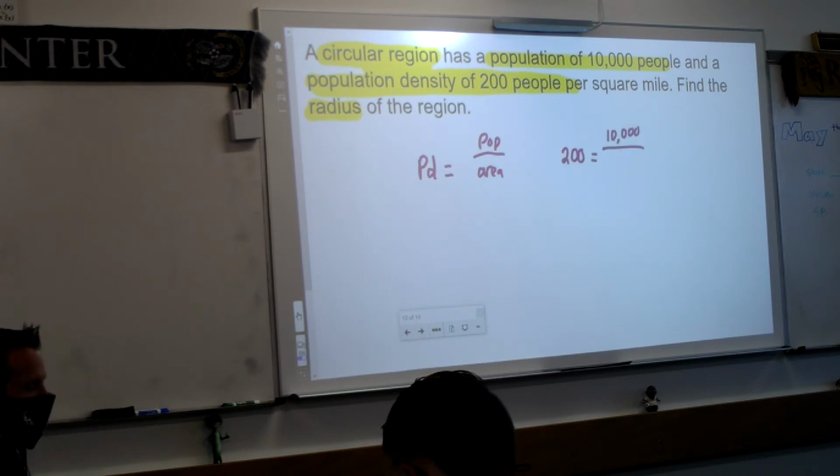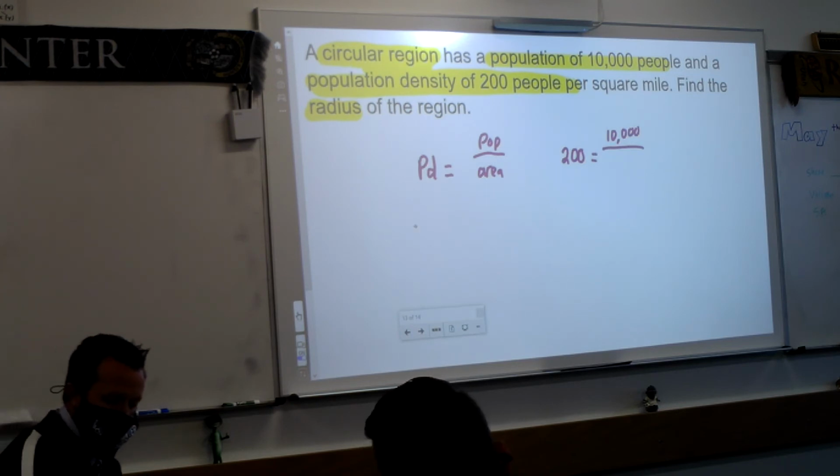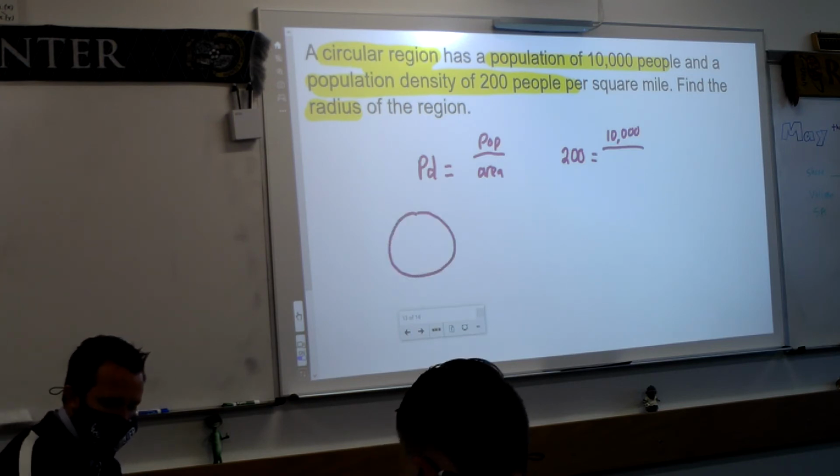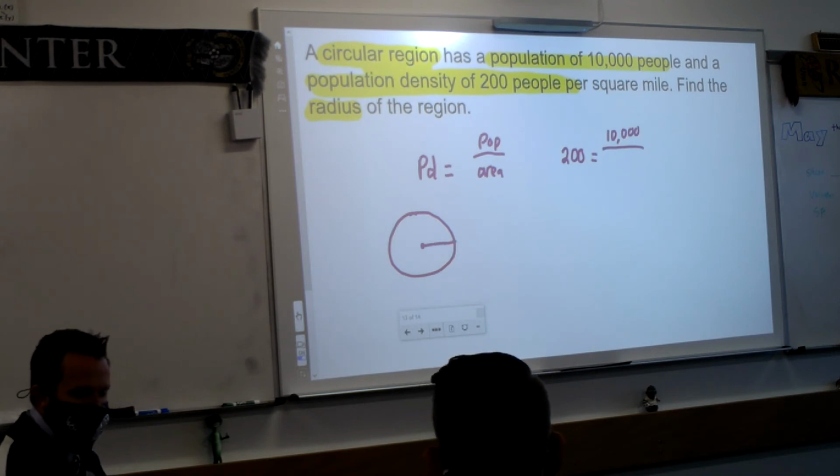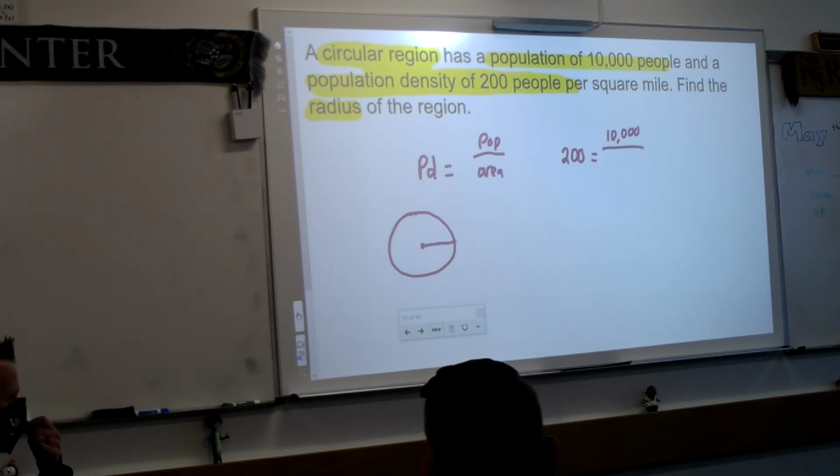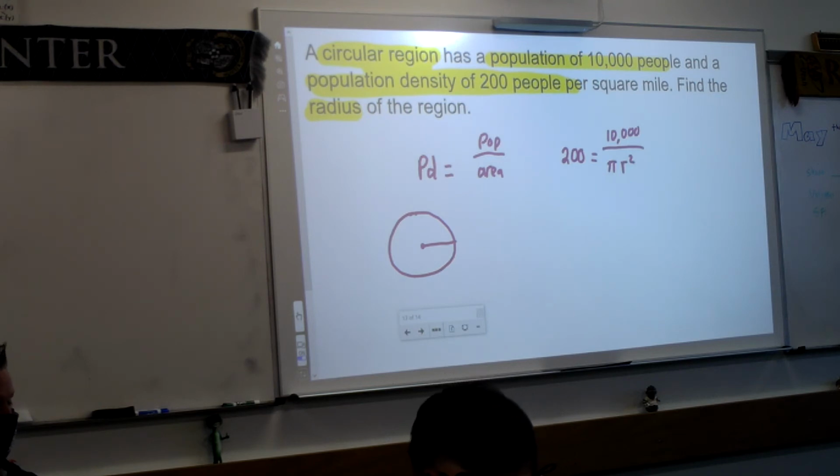Now, we're told that this is a circular region. So let's draw this. Here's our circle. How do you find the area of a circle? What's the formula? pi r squared. Were we told the radius? No, that's what we're trying to find, right?